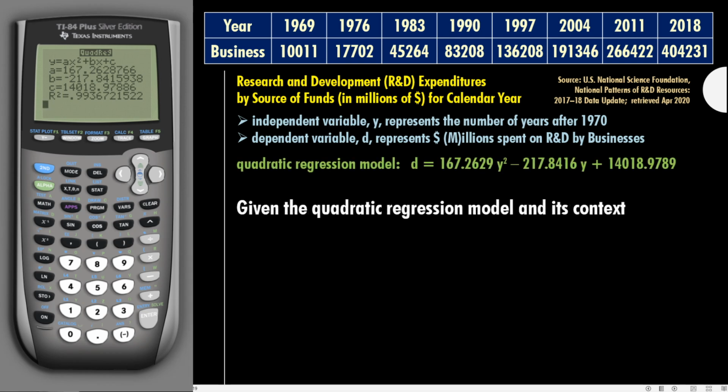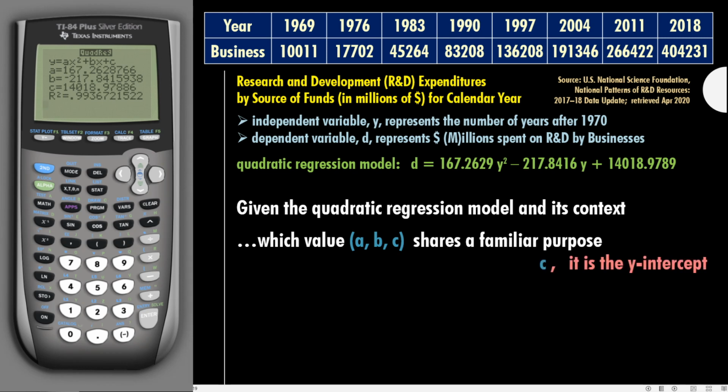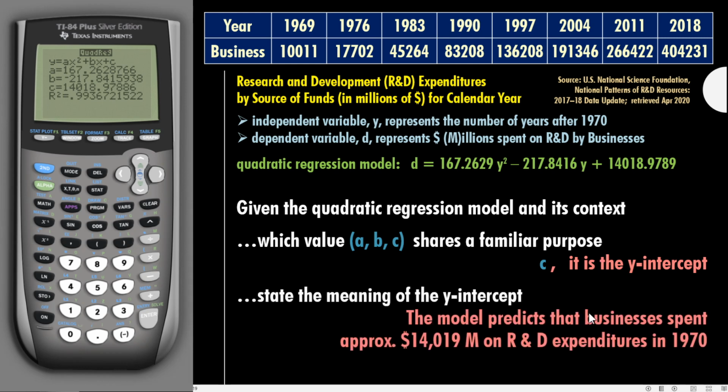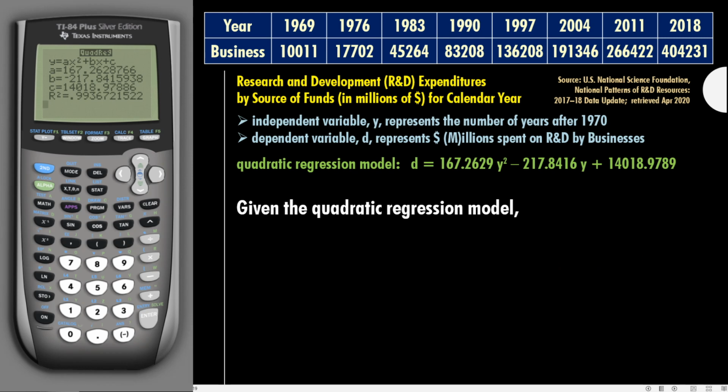Given the quadratic regression model and its context, which value, A, B, or C, shares a familiar purpose? C. It's the y-intercept. And that's all we're going to worry about when it comes to quadratic regression models. And C in this problem is roughly 14,019, which is why we're going to use that to explain that the model predicts that businesses spent roughly $14,019 million on research and development expenditures in 1970, because we are going back to our independent variable.